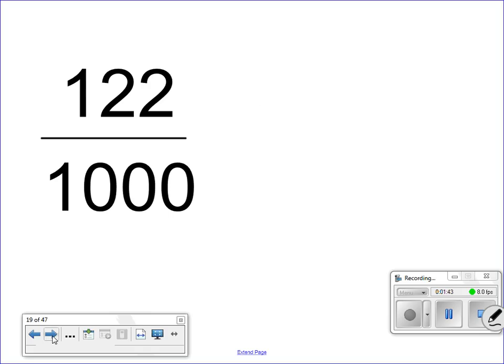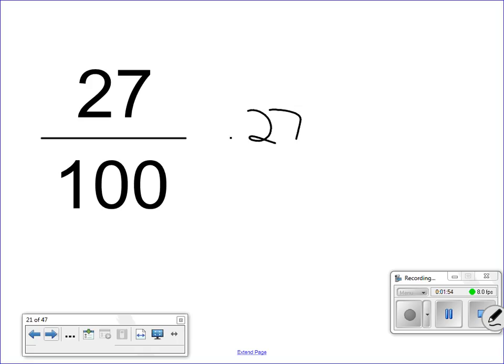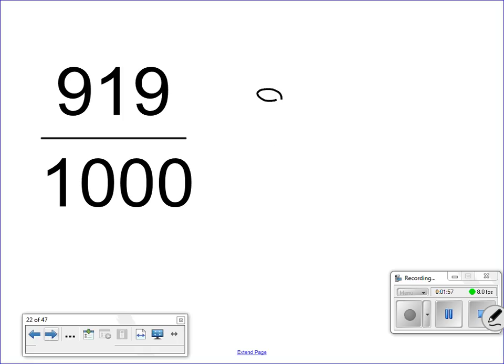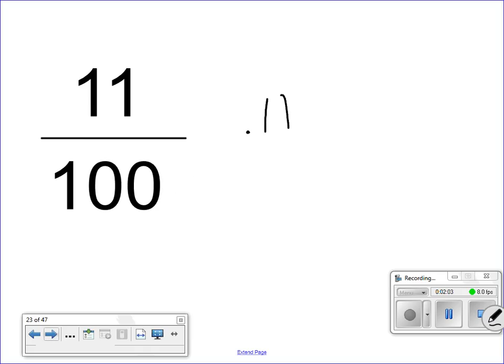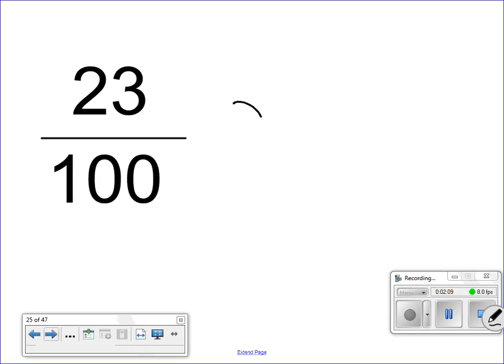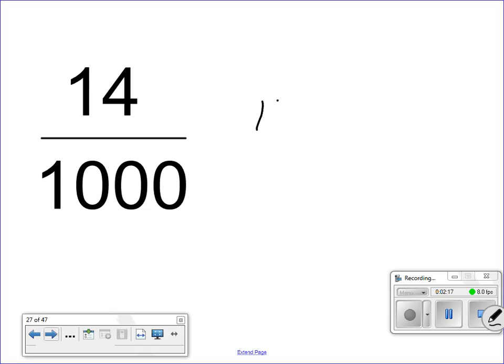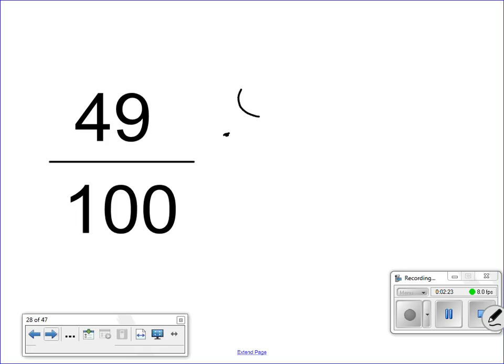17/100. 122 thousandths. 277 thousandths. 27 hundredths. 919 thousandths. 11 hundredths. 57 hundredths. 23 hundredths. 30 hundredths. 14 thousandths. Almost missed that one. 49 hundredths.